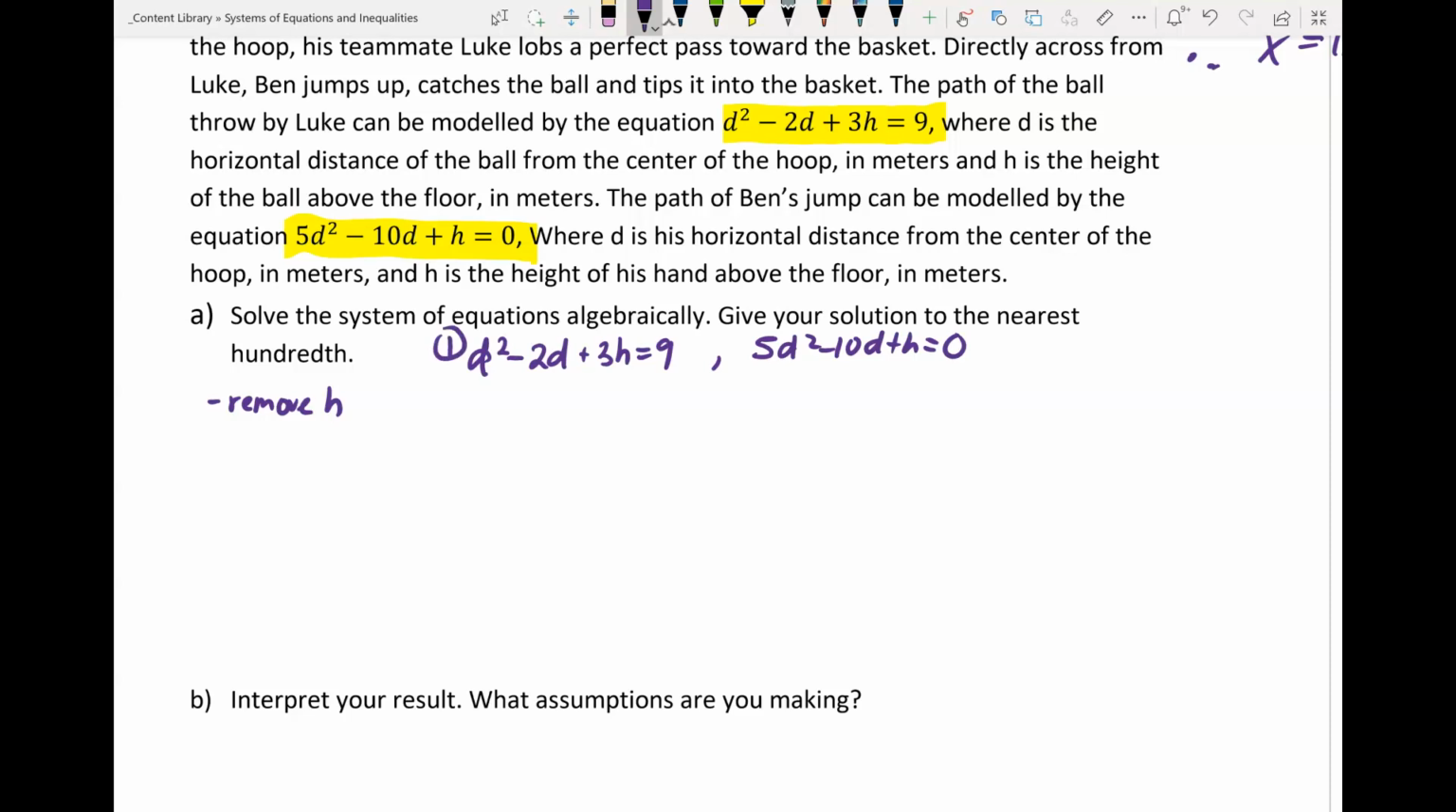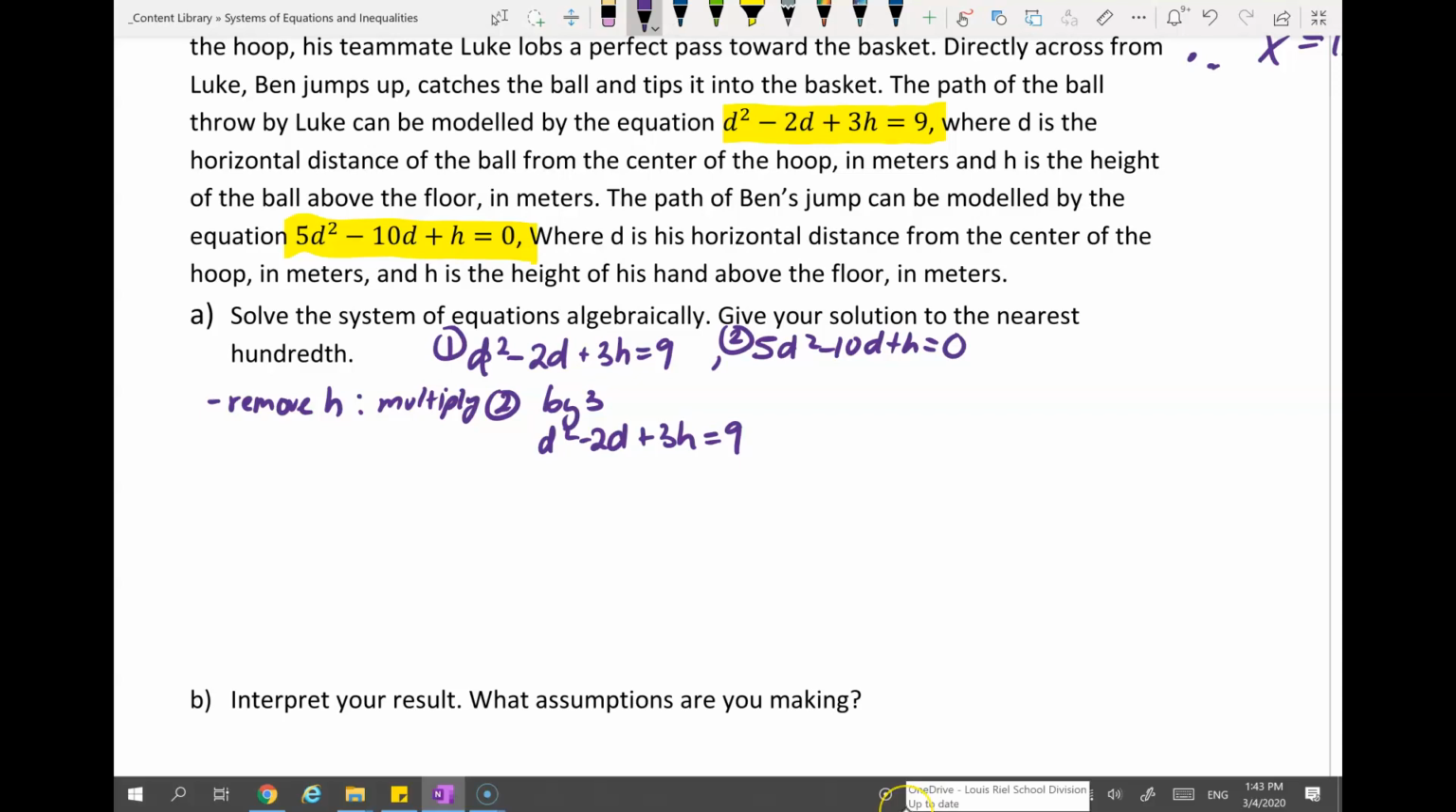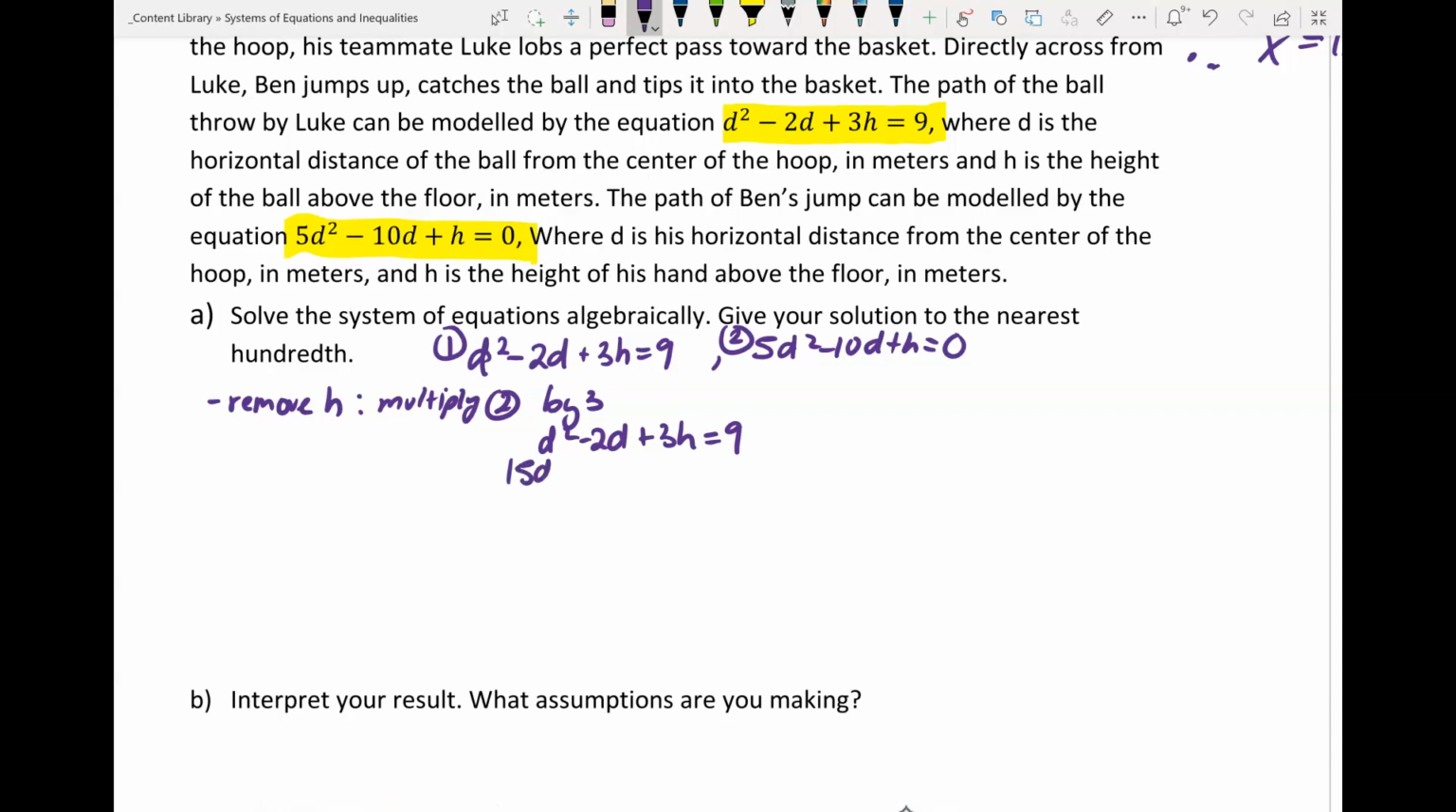So I'm also going to number my equations. So we're going to multiply equation 2 by 3 so we can remove h. Now I'm going to align this into vertical subtraction. And also multiply 3 to my second equation as I write this in. So 3 times 5 is 15 d squared. 3 times negative 10 is negative 30 d. 3 times h is 3h, and then 3 times 0 is 0.